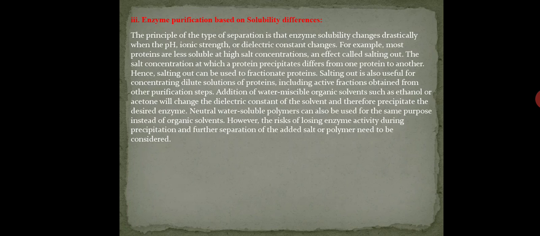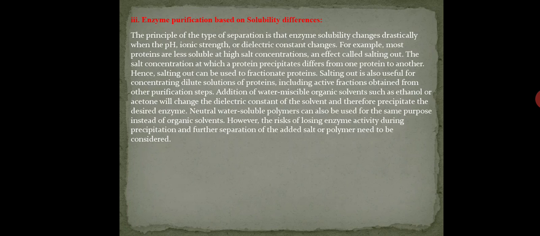What is meant by solubility? Solubility-based purification is the process in which protein is separated from any contaminants that may be mixed. A precipitate is formed in this process, and the protein is purified on the basis of its solubility nature. How the enzymes, or we can say proteins, are purified on the basis of solubility, we are going to see in this video.